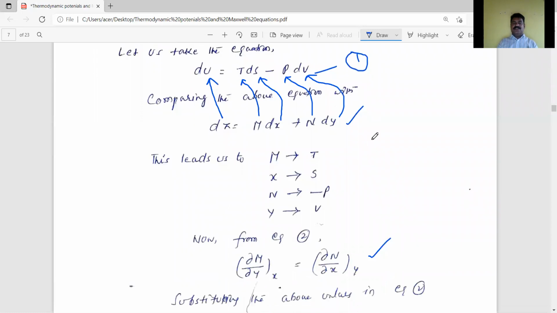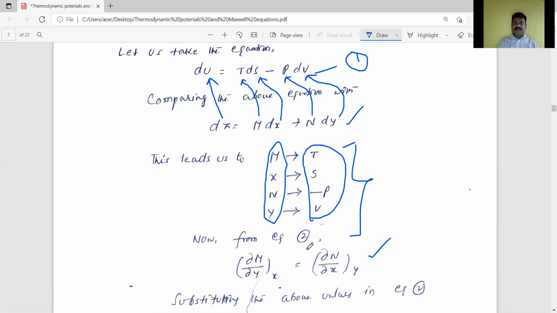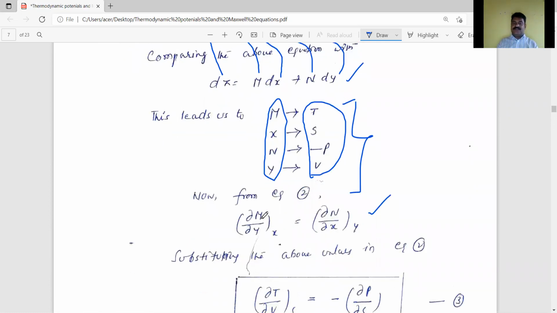So these to be written like this. So m tends to t, x tends to s, n tends to minus p, and y tends to v. Now you have to substitute these values in place of these values in the below equation. What is that equation? Dou m by dou y at x equal to dou n by dou x at y.